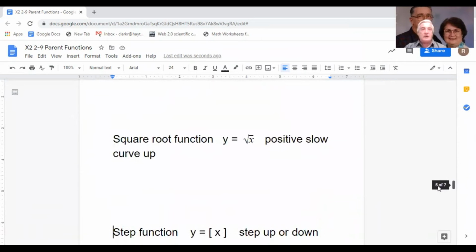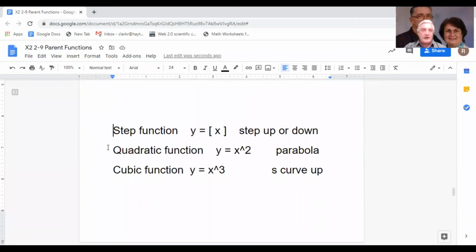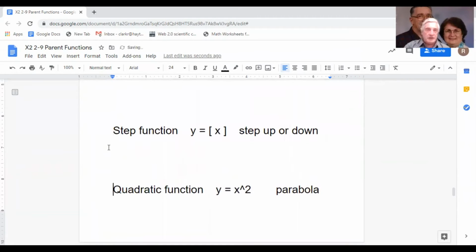Identity function, square root function. What else have I got? I got a step function. The greatest integer is a step up or down function. Absolute value would be straight up and down lines.